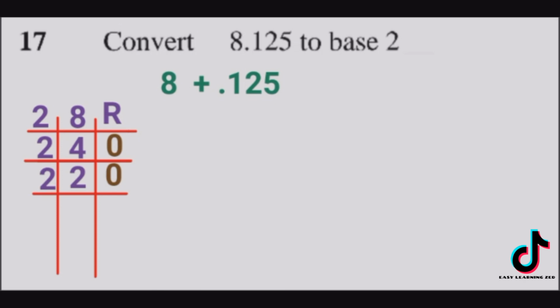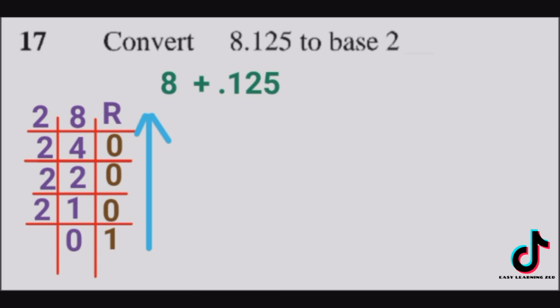2 divided by 2 gives us 1, remainder 0. Then we divide 1 by 2, which gives us 0, remainder 1. Then we write the answer starting from the last remainder to the first remainder. Okay, so we go up.